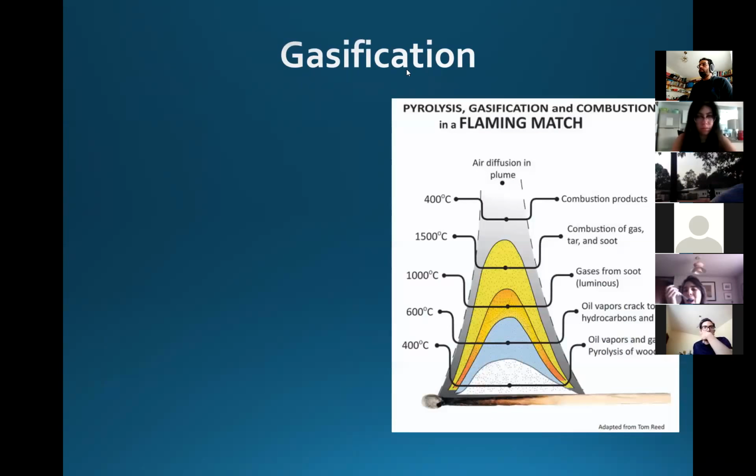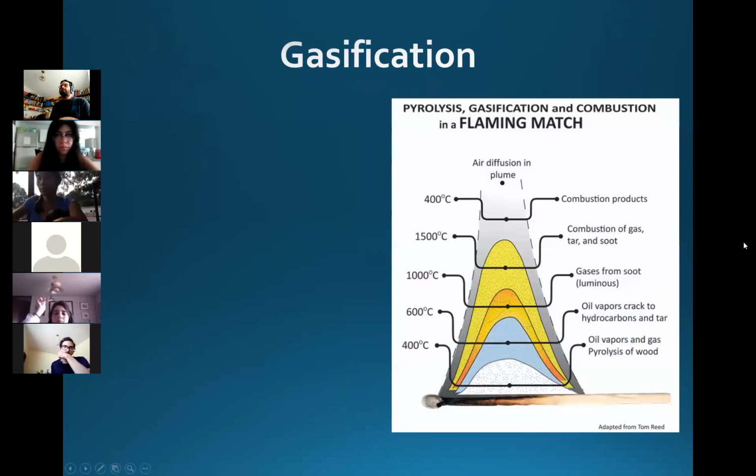So let me take this way around. Okay, so in this figure, you can see how all these processes, pyrolysis, gasification, and combustion, are seen in a match, right? When we run a match, we have all these processes: the pyrolysis, the gasification, and the combustion, right? So the first products that we have are oil vapors and gases around 400 degrees underneath here, right? That is part of the pyrolysis of wood.